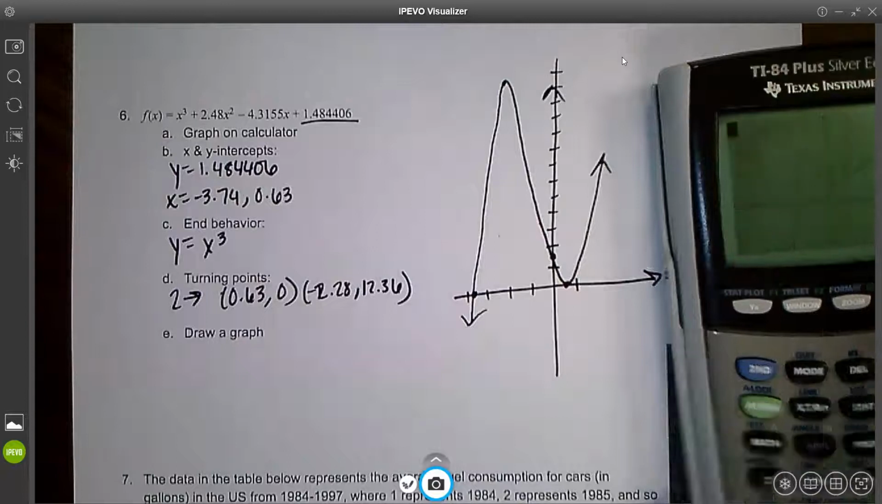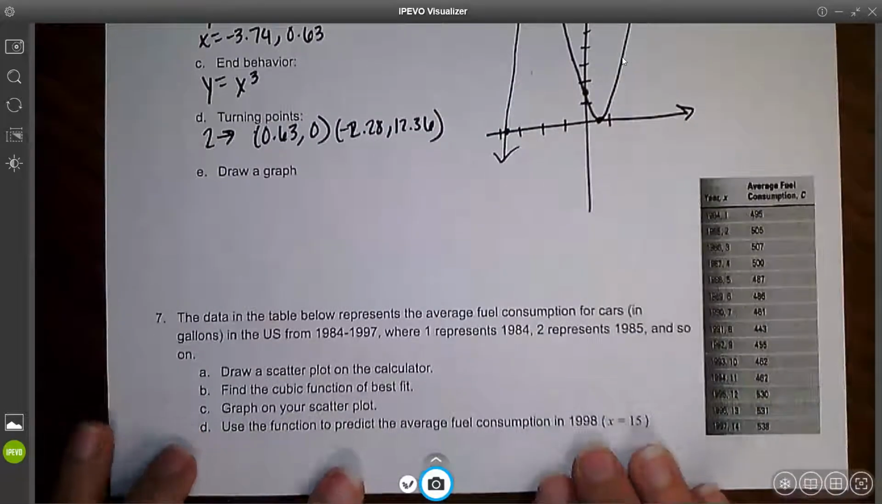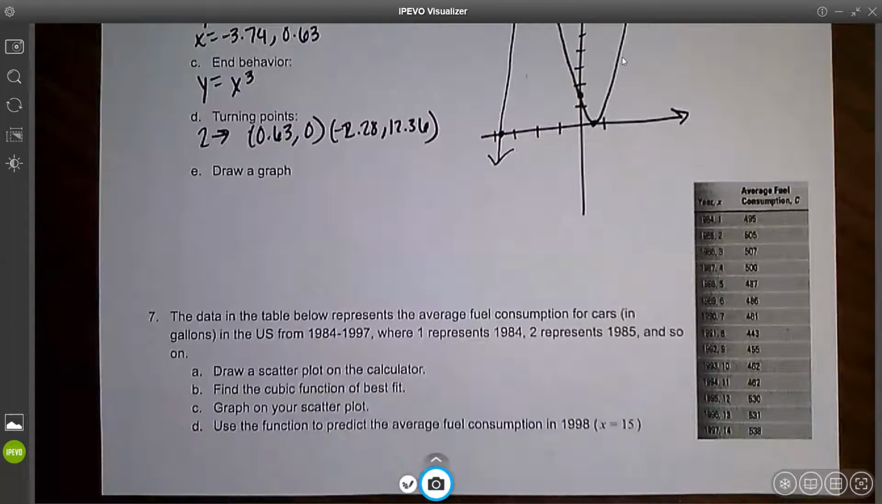The last one for this week. The data in the table below represents the average fuel consumption for cars in gallons in the U.S. from 84 to 97, where 1 represents 84 and 2 represents 85, and so on. Draw a scatter plot on the calculator.